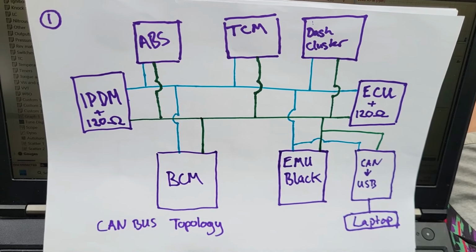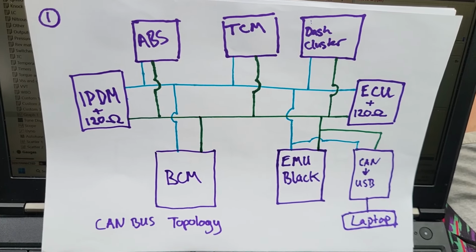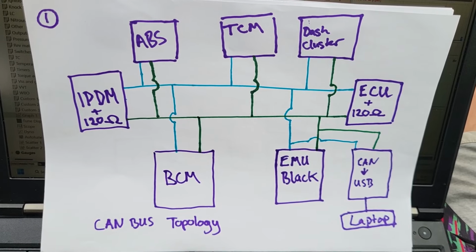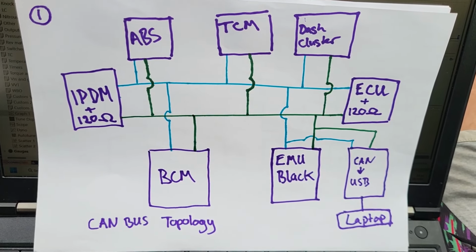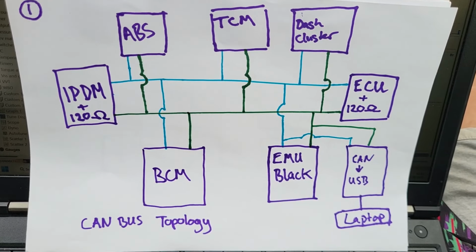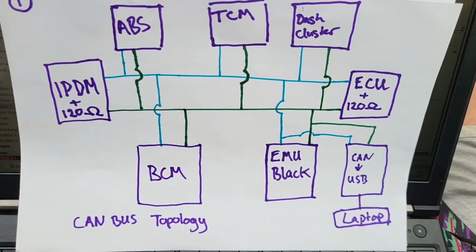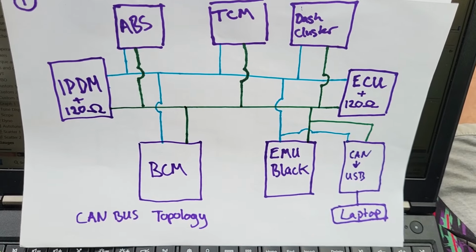So what is CAN bus? CAN bus is a network, primarily, well, really a network topology. It's made up of two wires, CAN high and CAN low. I've got CAN low in green here and CAN high in blue.